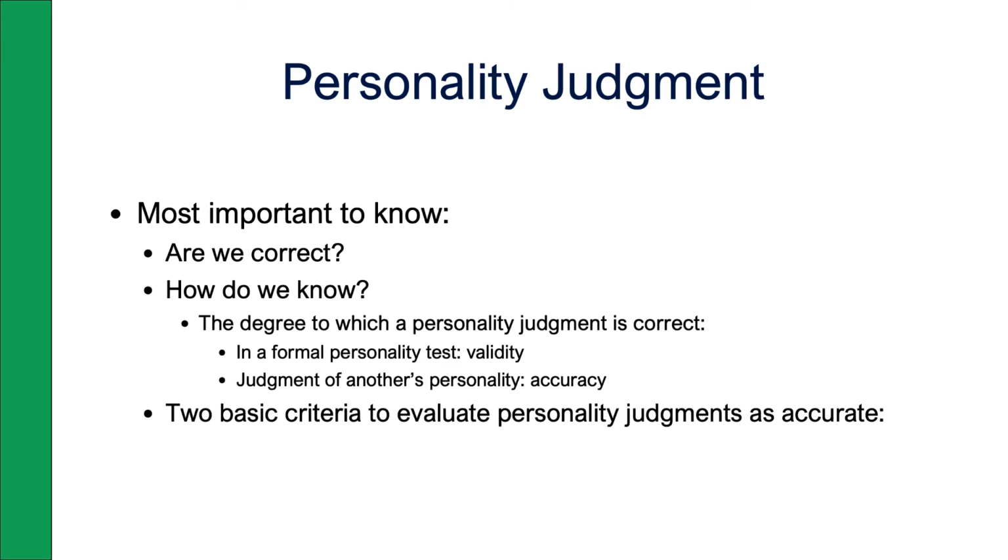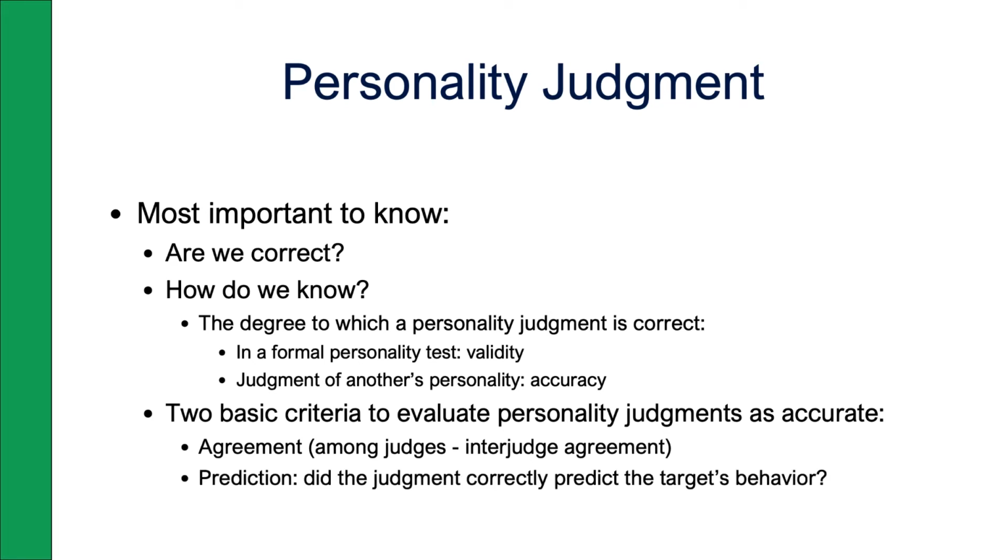Well, there are 2 basic criteria that can be used to evaluate whether any judgment is accurate or not, and that is whether or not other people agree with that judgment. So if you have inter-judge agreement, which essentially means other judges also agree on your assessment of a target's personality, and then also whether a personality judgment correctly predicted that target's behavior.